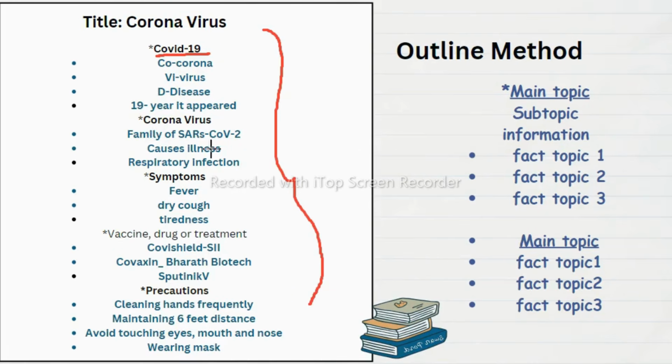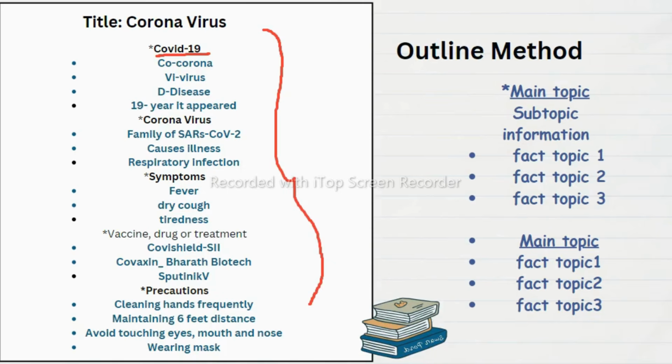And after that, again, you have to write the main topic, or it could be a subtopic. Then you have to give further information. After making notes by this outline method, it will be helpful for you to summarize this in your exam. Now this is the outline method, where you have to write the main topic, subtopic and facts. Information is noted in bullet points.